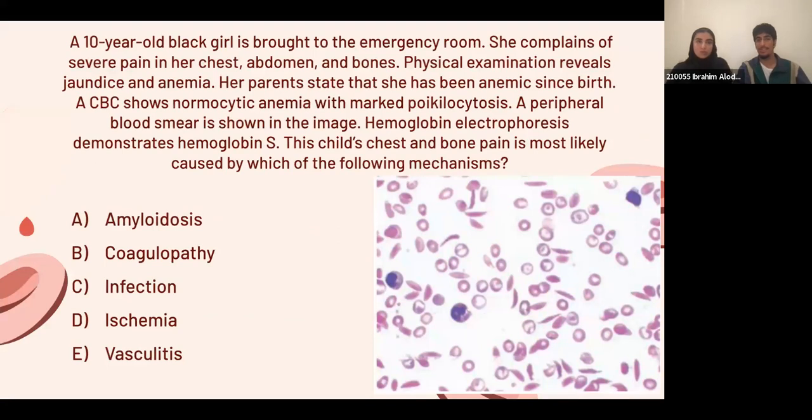Sure. A 10-year-old Black girl is brought to the emergency room. She complains of severe pain in her chest, abdomen, and bones. Physical examination reveals jaundice and anemia. Her parents state that she has been anemic since birth. A CBC shows normocytic anemia with marked poikilocytosis. A peripheral blood smear is shown in the image. Hemoglobin electrophoresis demonstrates hemoglobin S. This child's chest and bone pain is most likely caused by which of the following mechanisms? A, amyloidosis; B, coagulopathy; C, infection; D, ischemia; or E, vasculitis.